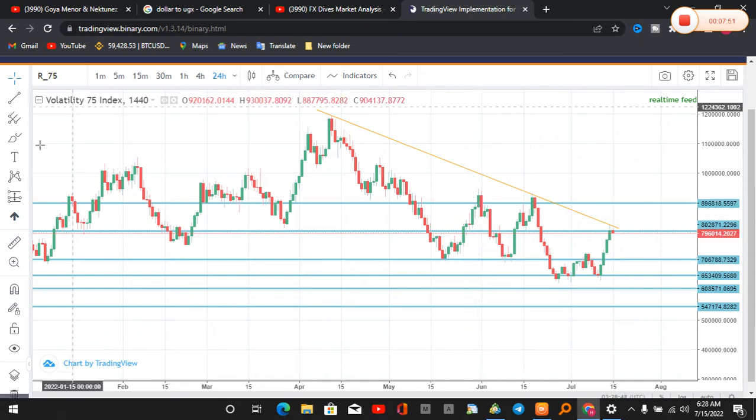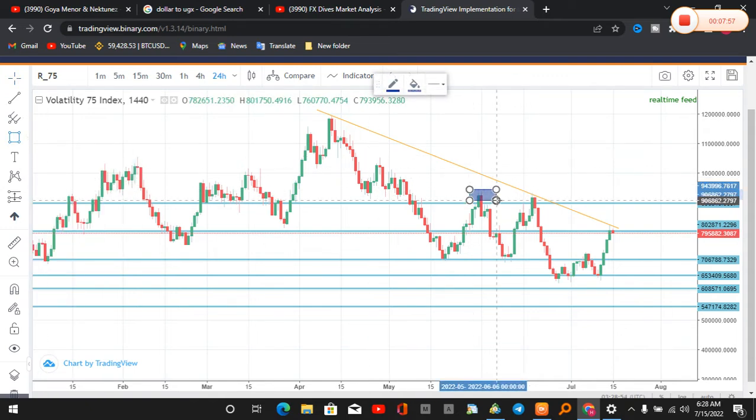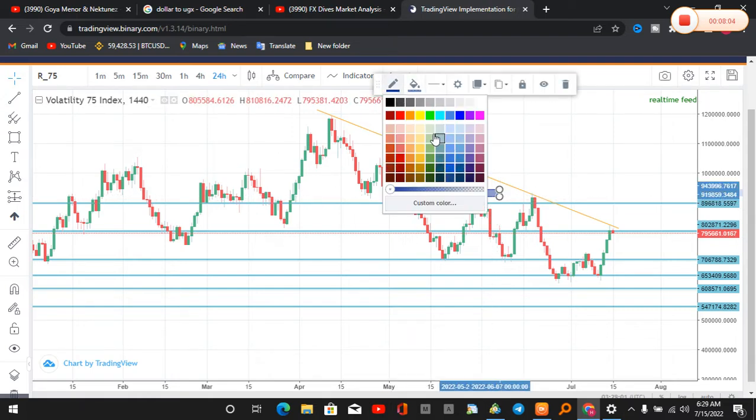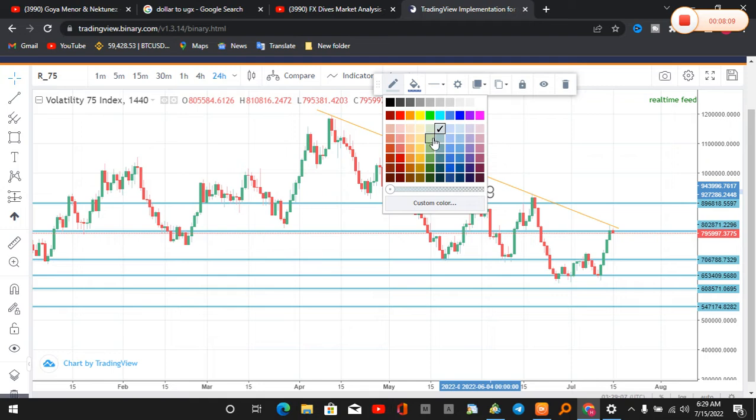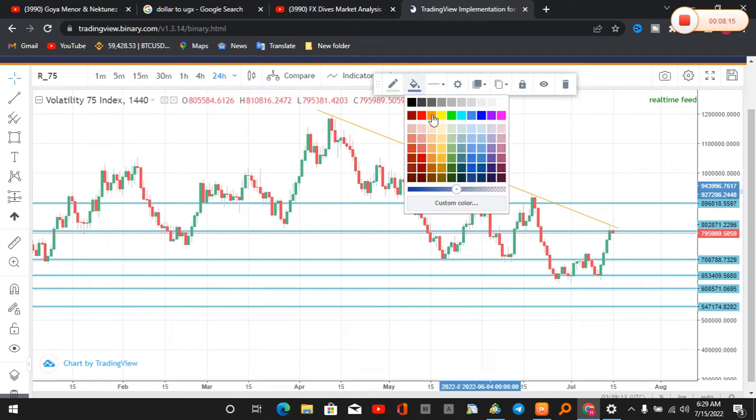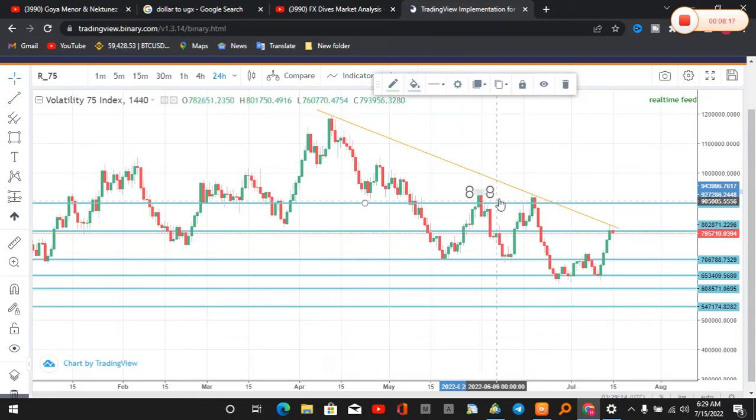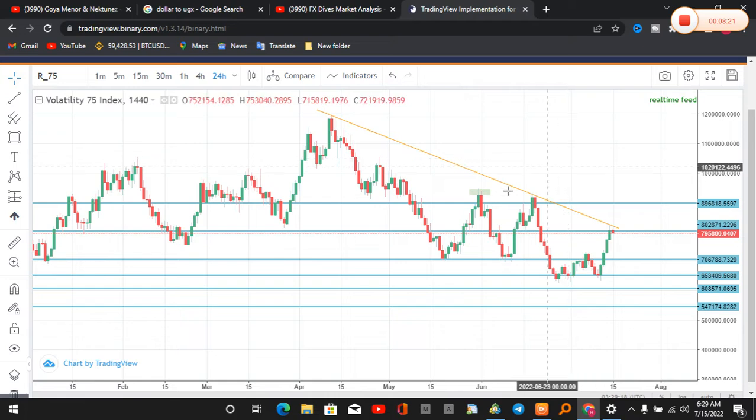So this time round, when you look at this level here, let me make it light for you guys. Let me choose another color. I think we use this.